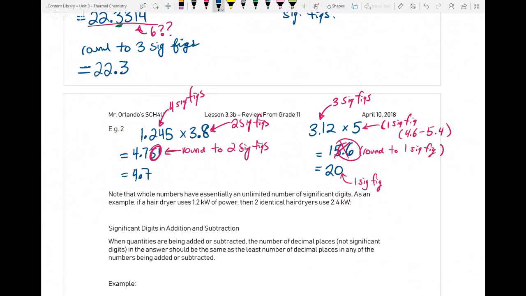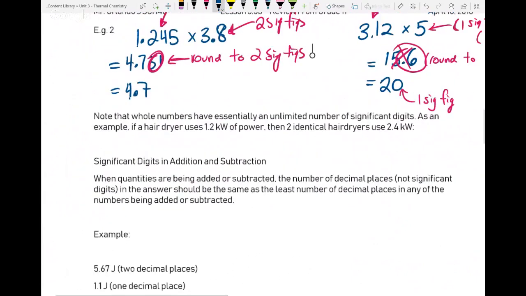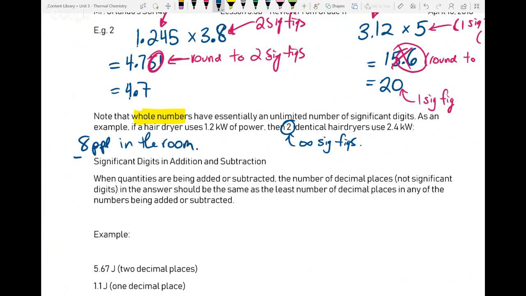And now when we're done that, I just want to mention this note, that whole numbers have an unlimited number of significance, as in counting numbers. And what I mean by that is this. If one hairdryer uses 1.2 kilowatts of power, then 2 of them use 2.4 kilowatts. This 2 would have an infinite number of sig figs, because there's no such rounding. If I say there are 8 people in the room, I mean 8 exactly. I don't mean those 7.5, and I don't mean those 8.5. I don't mean those 8.2, and I don't mean those 7.8.